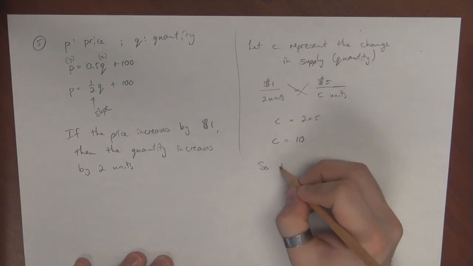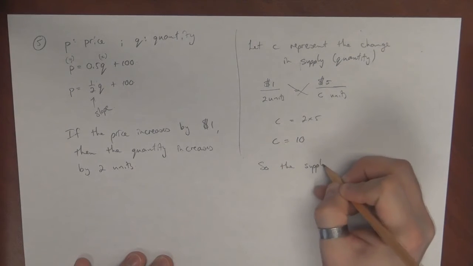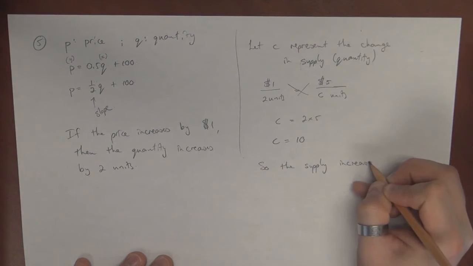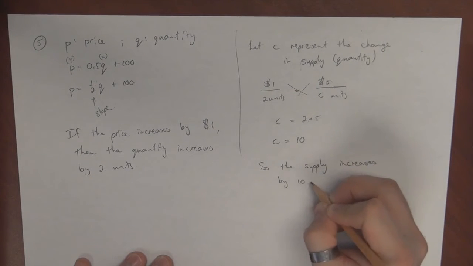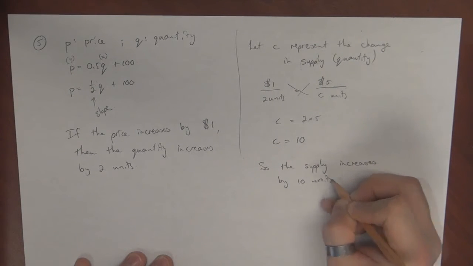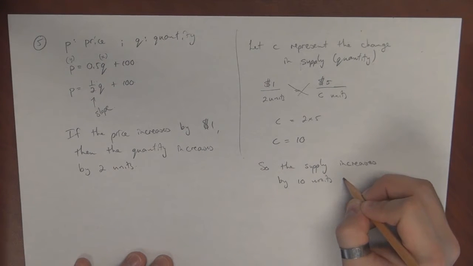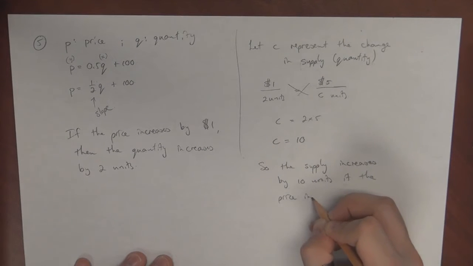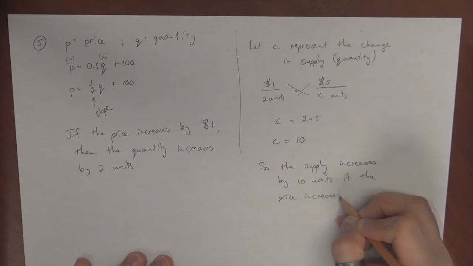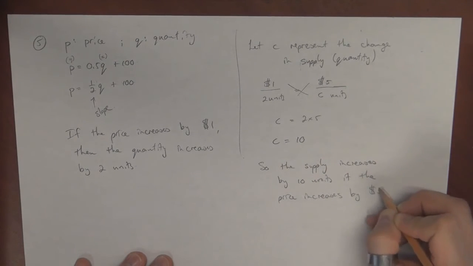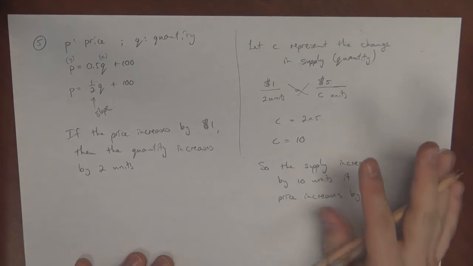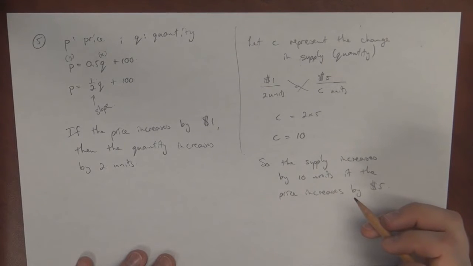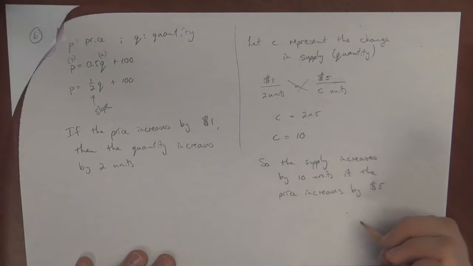So the supply increases by 10 units if the price increases by $5. So as long as you read carefully, think carefully, just as I have to do still to this day, everything will be okay.